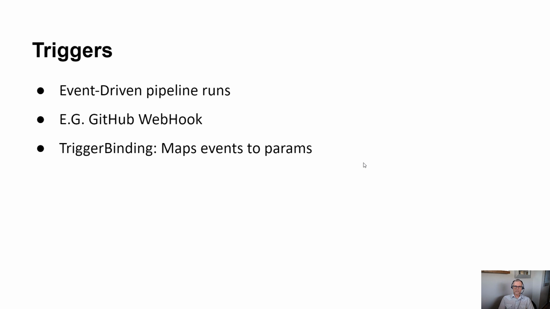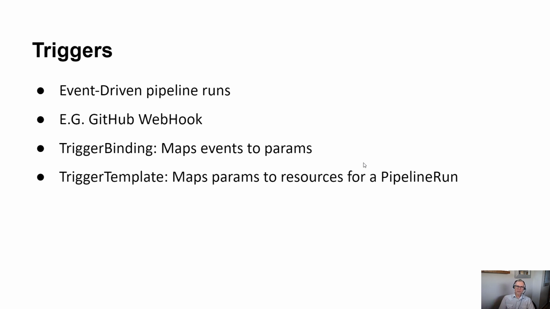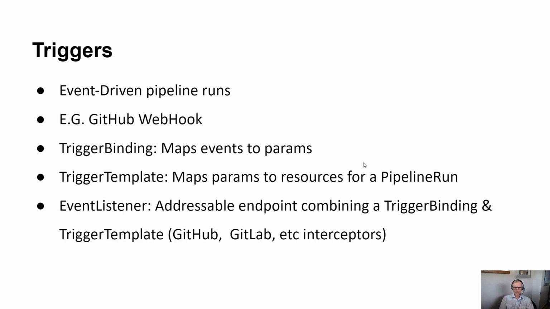There's a couple different pieces of how we link together triggers. There's a trigger binding, and the trigger binding maps events that have come in from the webhook request to parameters in a trigger template. So we get these parameters out of the HTTP body of the request, and then we pass those to the trigger template, and then the trigger template maps those parameters to a pipeline run.